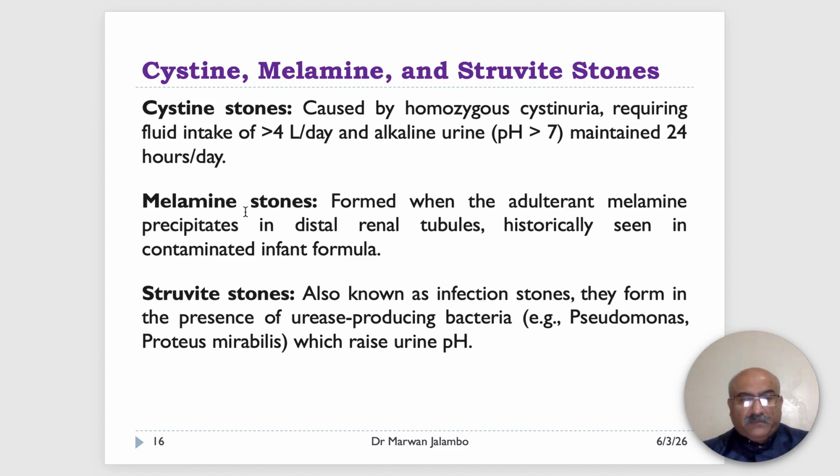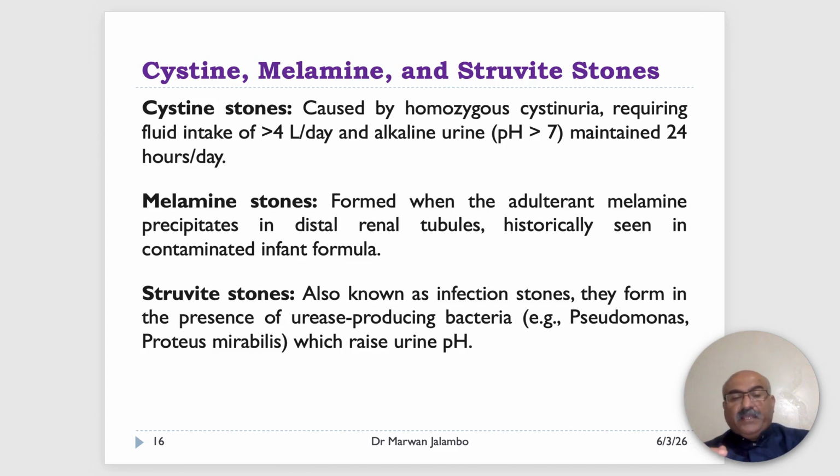Melamine stones gained infamy when the adulterant melamine was added to infant formula, precipitating in the distal tubules, while the struvite stone, or infection stone, as it is also called, forms rapidly in the presence of urease-producing bacteria, which raise the urine pH.